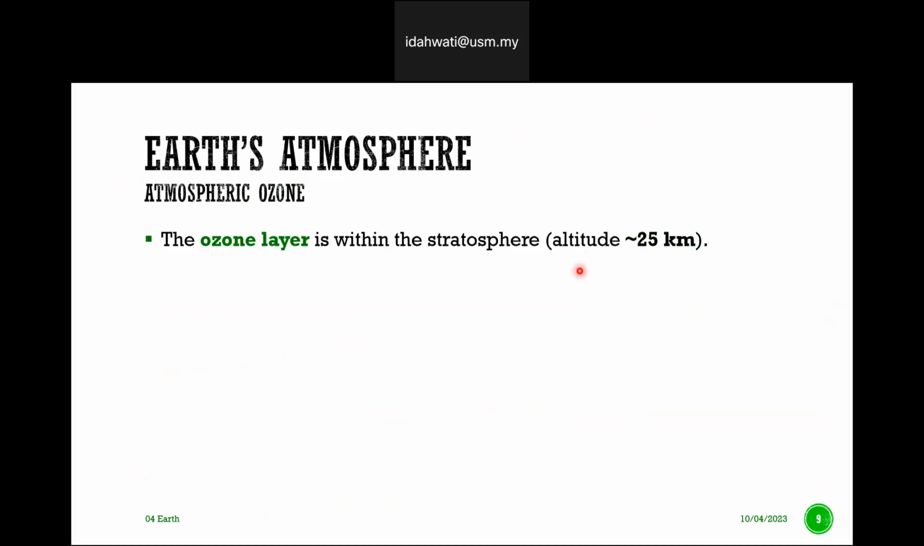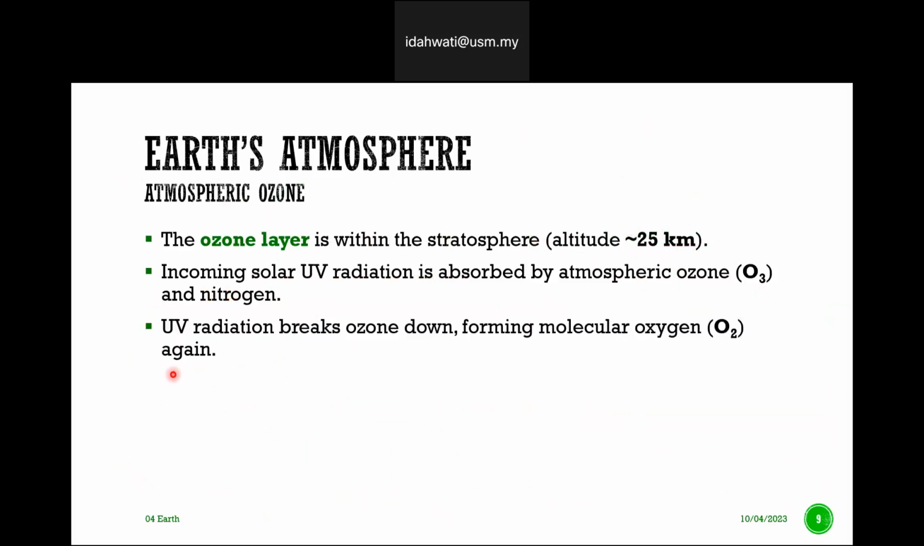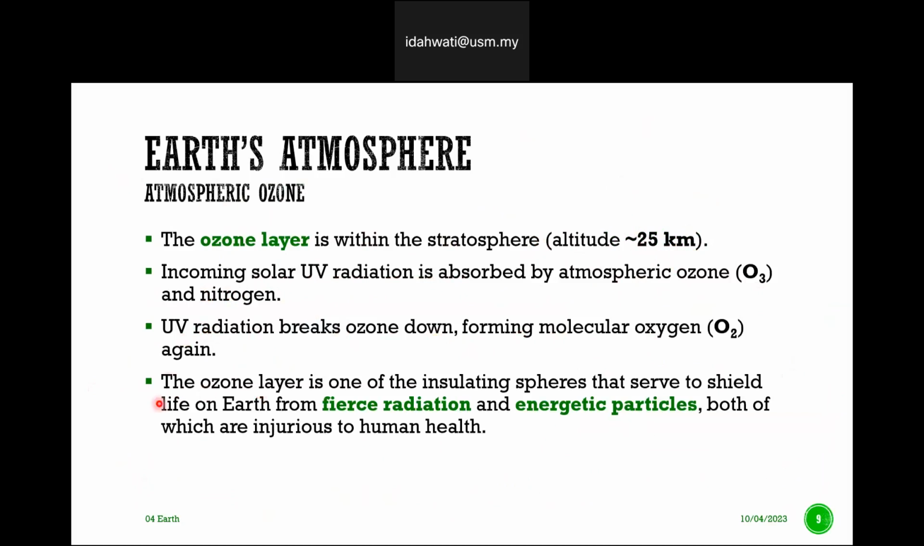How about the ozone layer? The ozone layer is at an altitude of approximately 25 kilometers within the stratosphere. Incoming solar UV radiation is absorbed by atmospheric ozone and nitrogen. The UV radiation breaks ozone down, forming molecular oxygen. The ozone layer is one of the insulating spheres that serve to shield life on Earth from fierce radiation and energetic particles, both of which are injurious to human health.